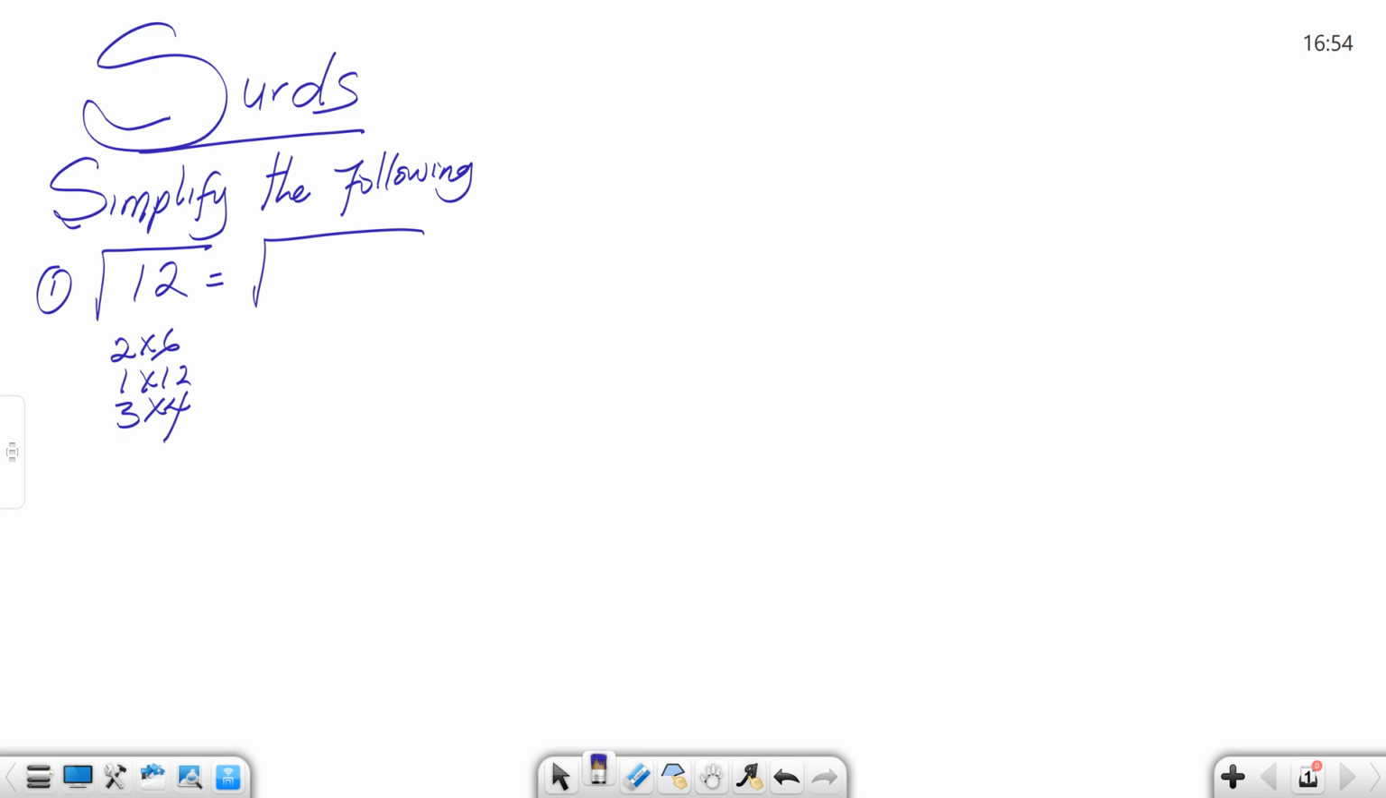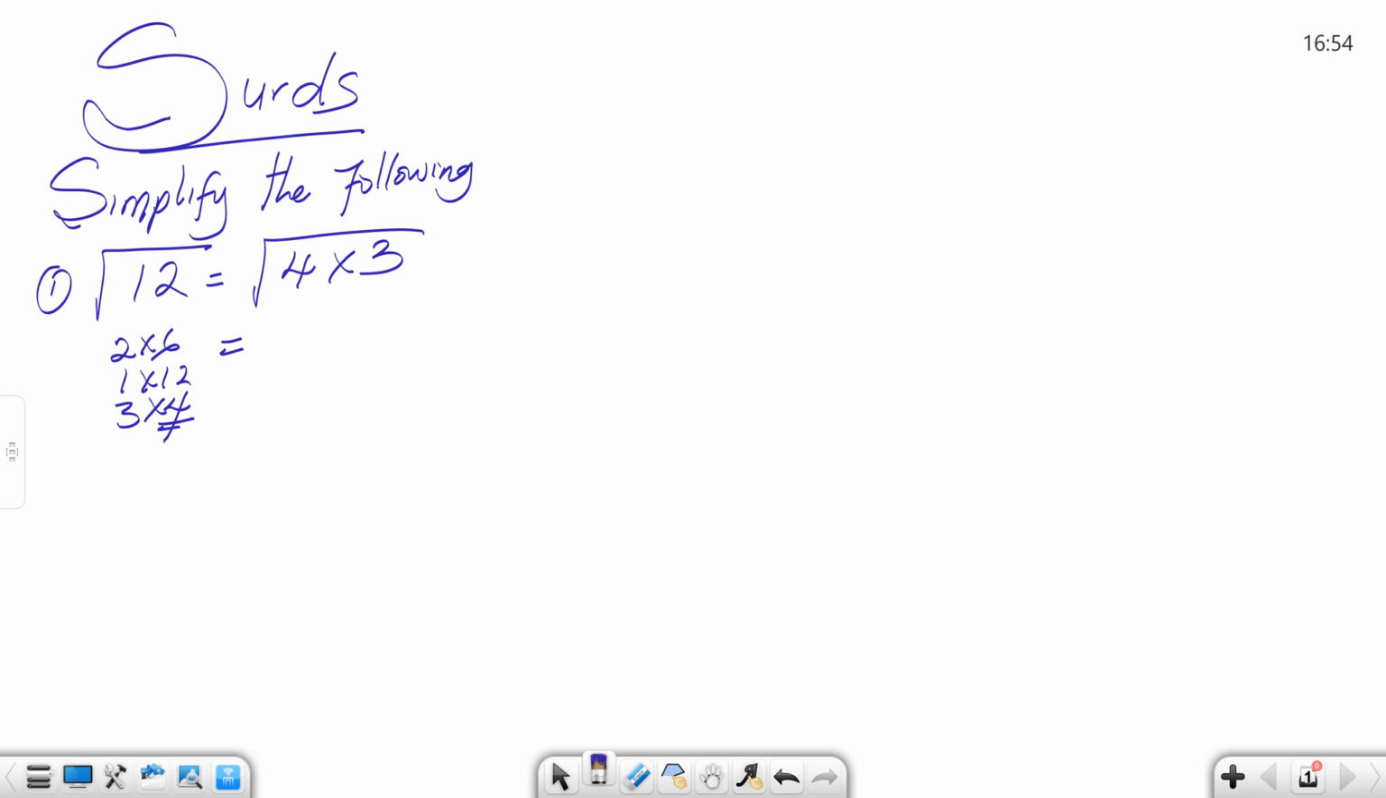When you look at this, here is 4. That 4 is a perfect square. So here I have 4 times 3. Why is it a perfect square? A perfect square is a number that when you find the square root, it will be easy to find the square root, or you have a real number.